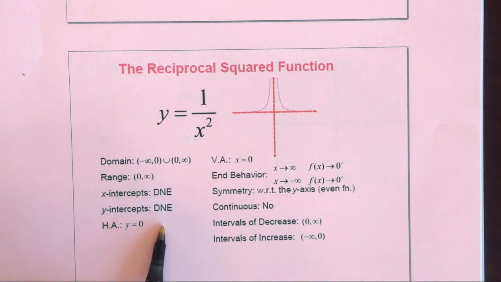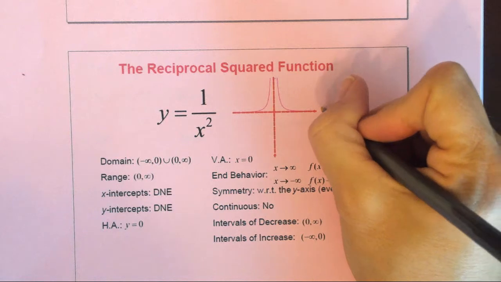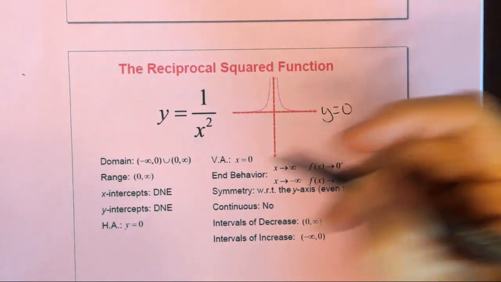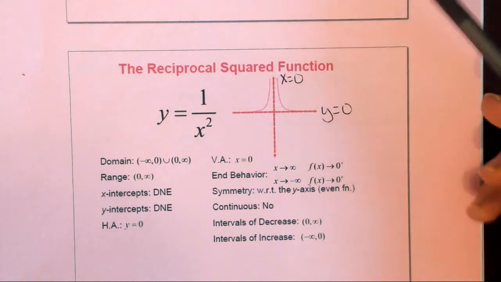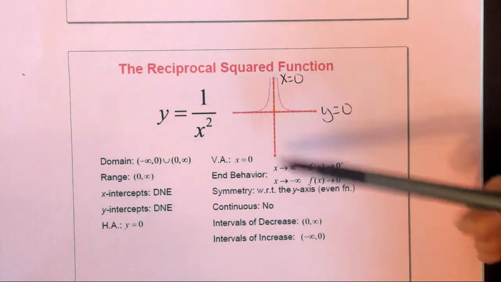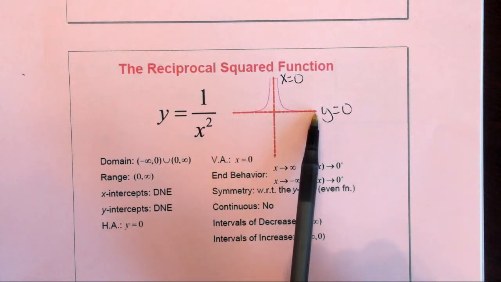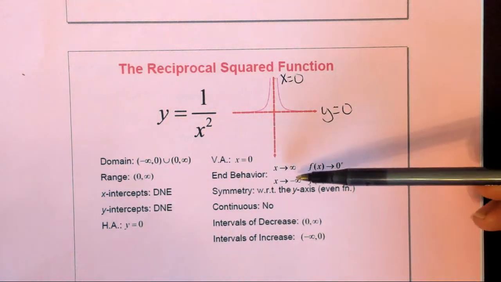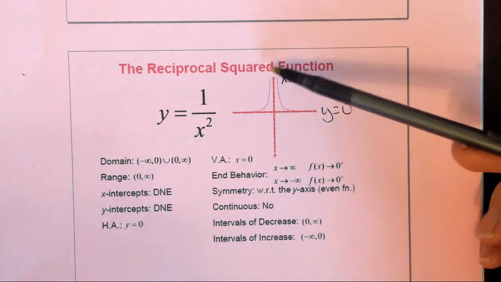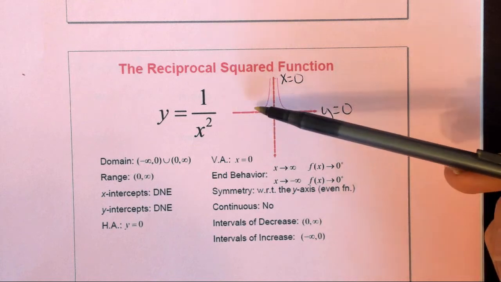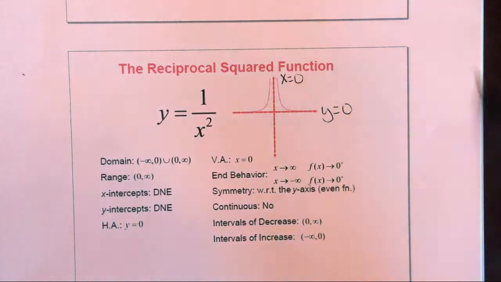Again, we don't touch the x or the y-axis, so the intercepts do not exist. Our horizontal asymptote, or our hey, is y equals 0, and our vertical, or our vax, is x equals 0. So just the same as the reciprocal function. The end behavior, this time both pieces are above the x-axis. So as x goes off to positive infinity, we get closer and closer to 0, but we're above. As x goes off to negative infinity, we get closer and closer to 0, but we're still above. So this one has two plus signs above it.